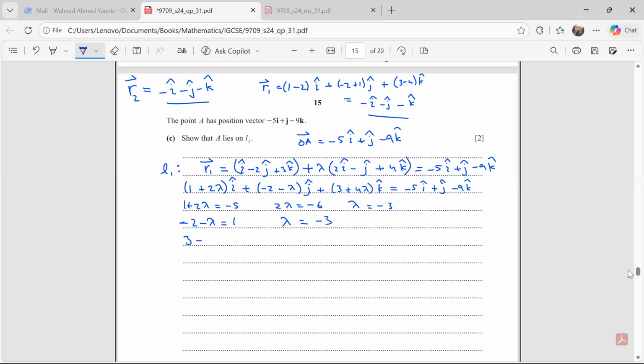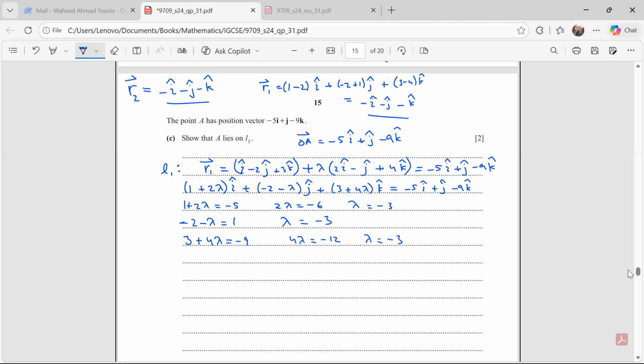Similarly, the coefficient of k should be equal. So 3 plus 4 lambda should be equal to minus 9. So 4 lambda equals minus 9 minus 3, which is minus 12, and lambda, if I divide by 4, is minus 3. So yes, I found a unique value of lambda for all the cases, which will make the left side equal to the right side.